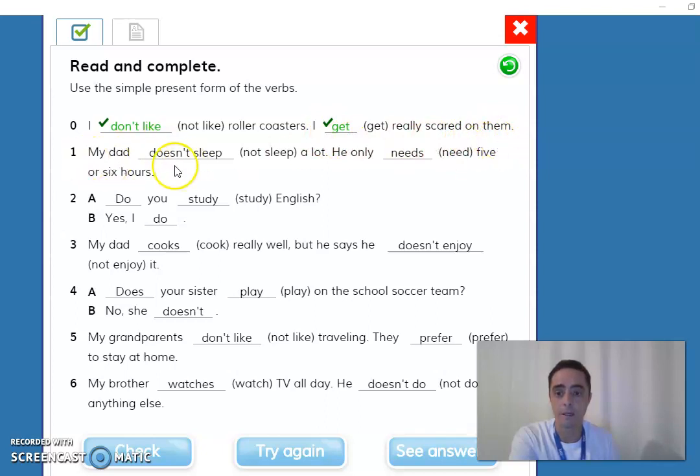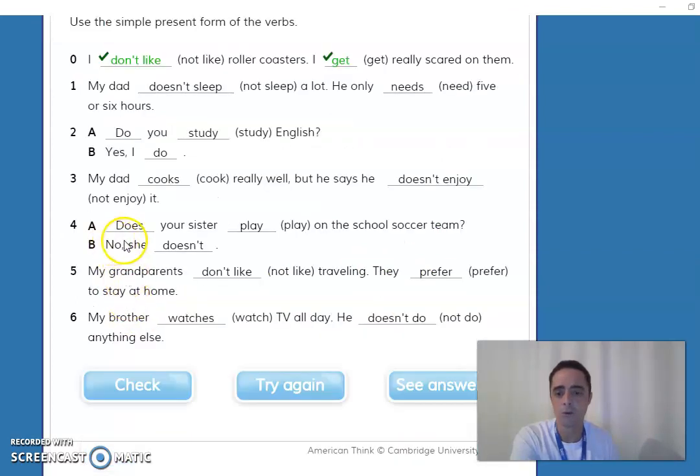Number 1, my daddy doesn't sleep a lot. He only needs 5 or 6 hours. Number 2, do you study English? Yes, I do. Number 3, my daddy cooks really well, but he says he doesn't enjoy it. Number 4, does your sister play on the school soccer team? No, she doesn't. Number 5, my grandparents don't like traveling. They prefer to stay at home. And number 6, my brother watches TV all day. He doesn't do anything else.